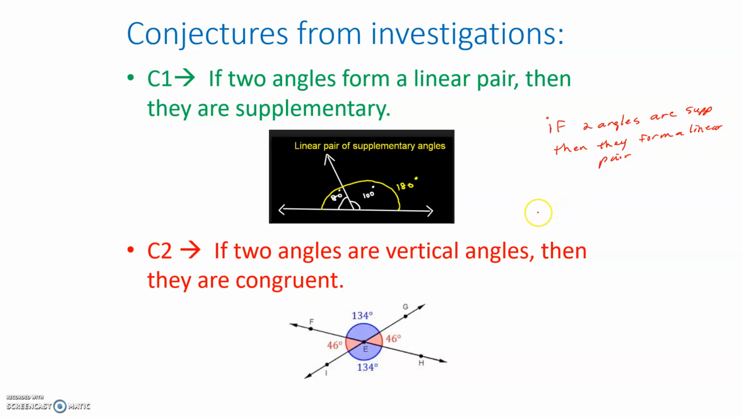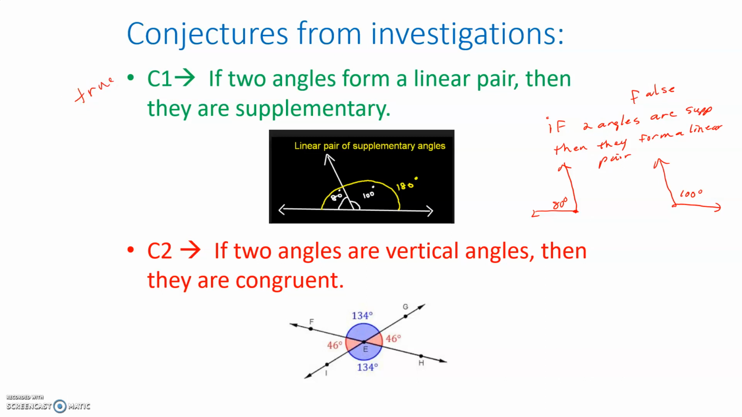So now what if I did this? Here's an angle that's 80 degrees, and here's an angle that is 100 degrees. Those 2 angles are supplementary. They add up to be 180 degrees, but they are not a linear pair because they are not sharing a vertex. The vertexes are apart from each other, and they are not sharing that side. So therefore, the converse is false. The statement itself is true, but the converse is false.